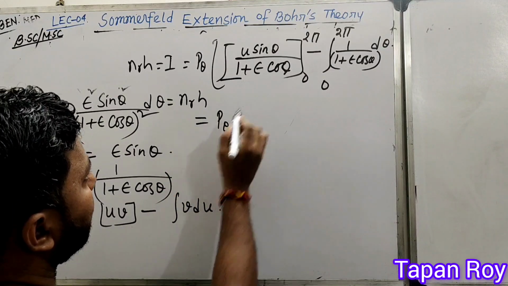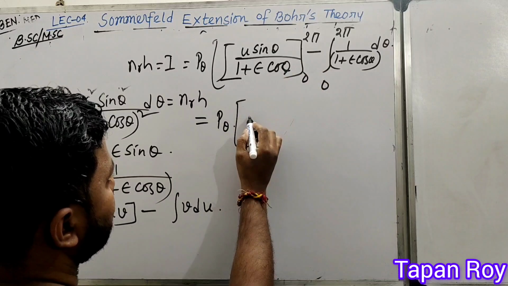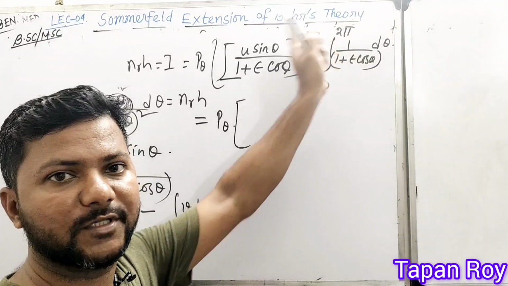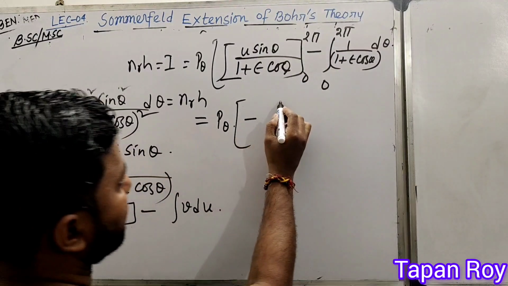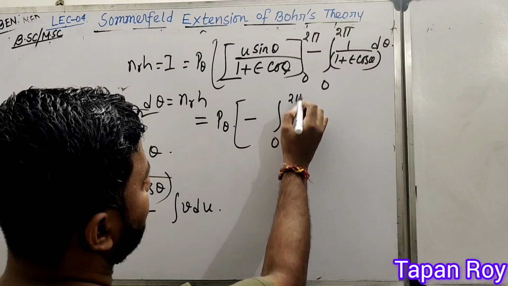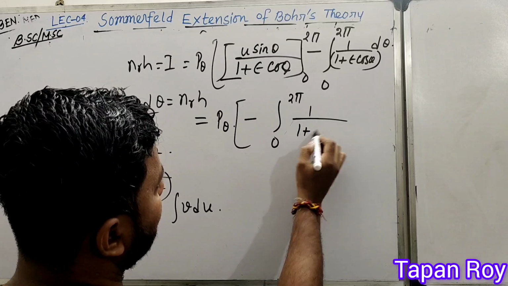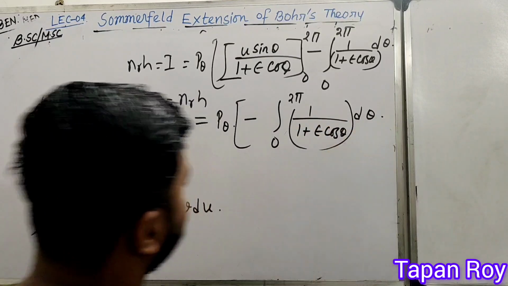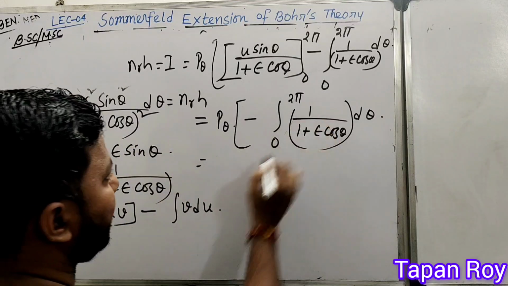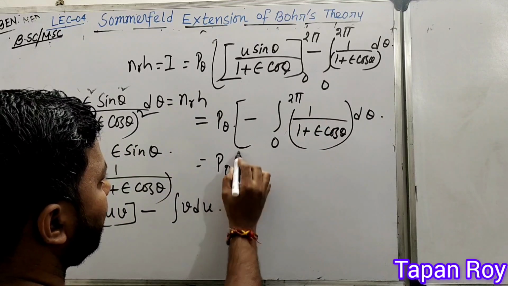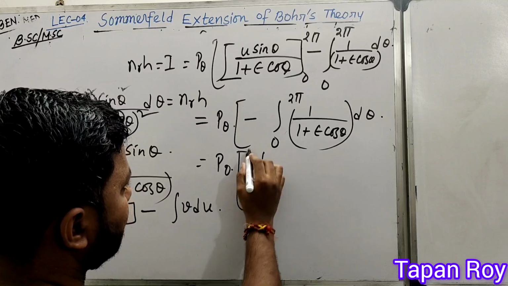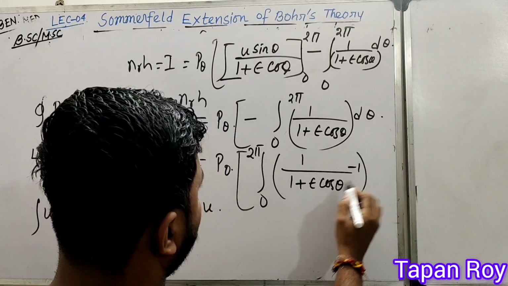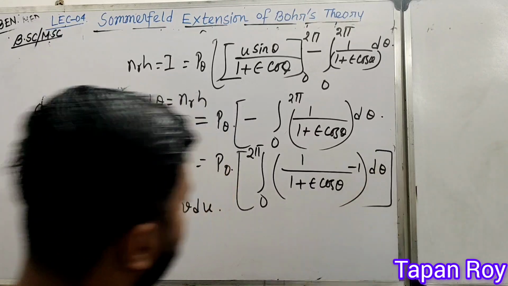p theta, so this part will be 0. Why 0? Because this is sin theta, and at theta equal to 2 pi this will be 0. So minus integration 0 to 2 pi of 1 plus epsilon cos theta d theta. This can be written as p theta times integration 0 to 2 pi of (1 plus epsilon cos theta minus 1) d theta.